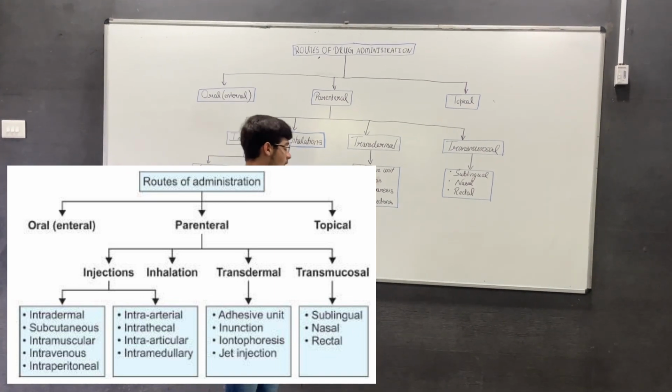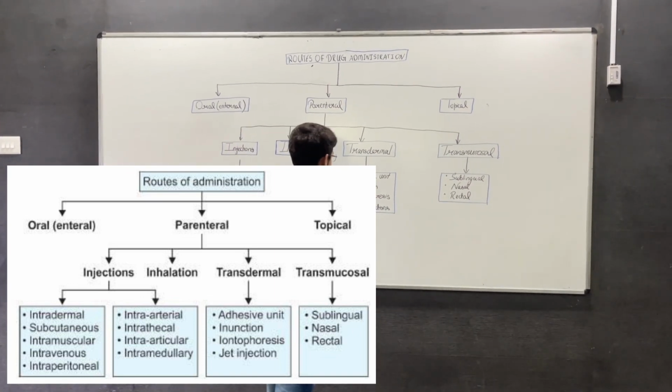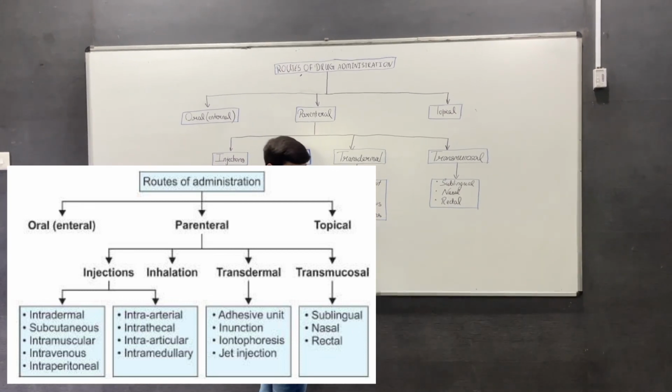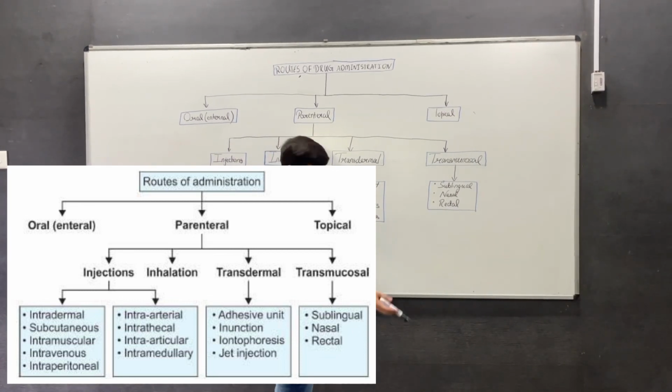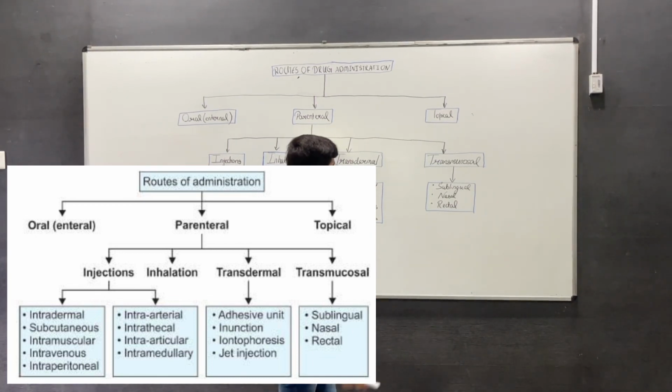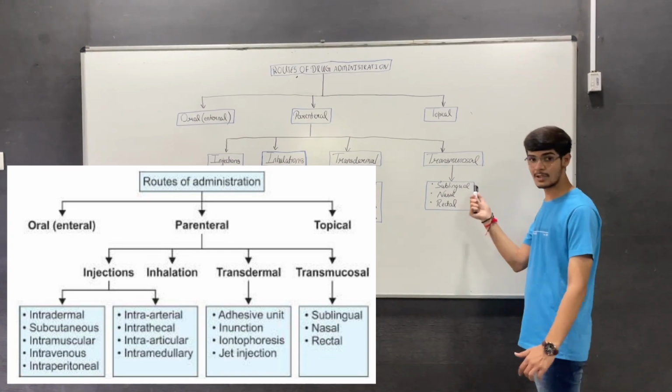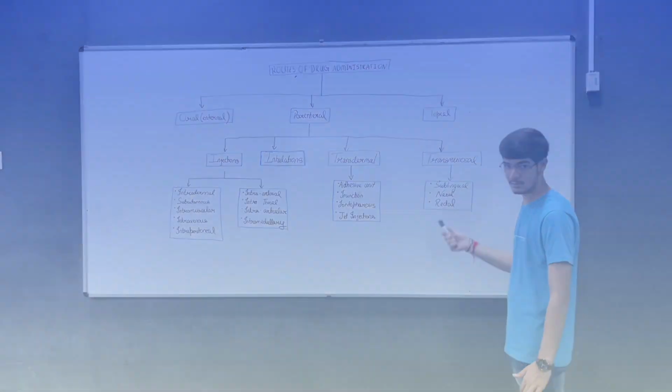Now let's discuss the transdermal. The transdermals are divided into adhesive units, inunctions, iontophoresis and jet injections. And now lastly let's see transmucosal. It is divided into sublingual, nasal and rectal.